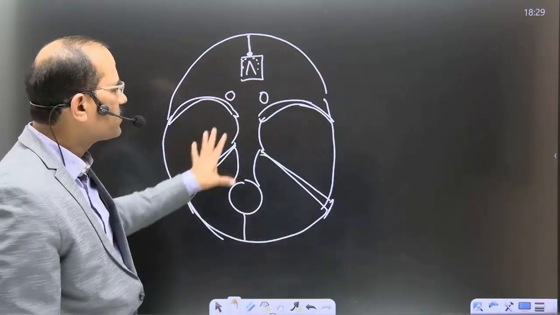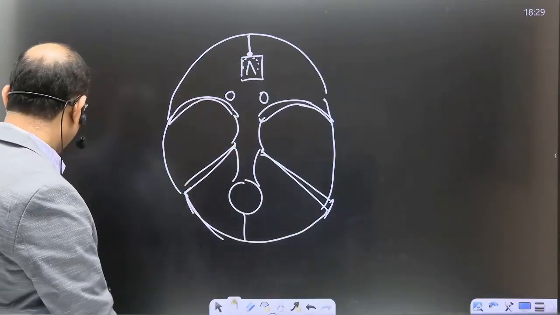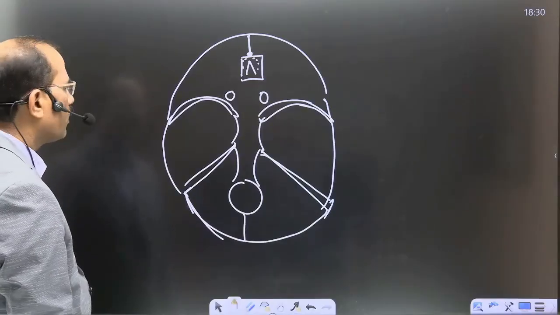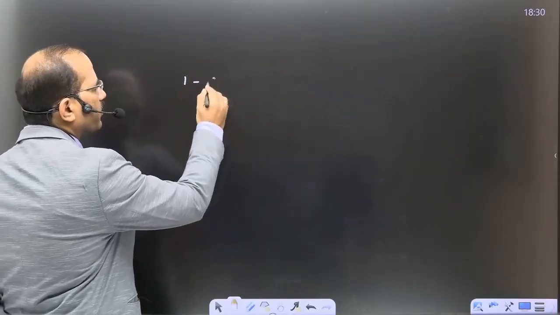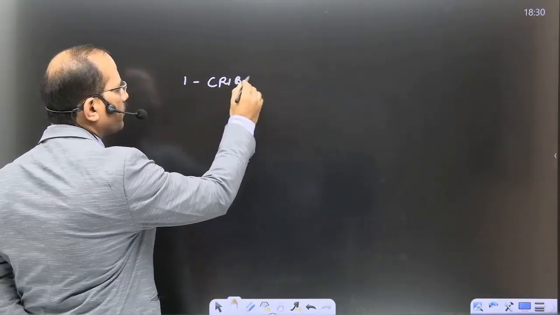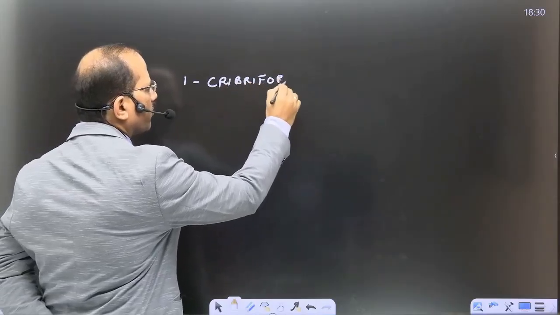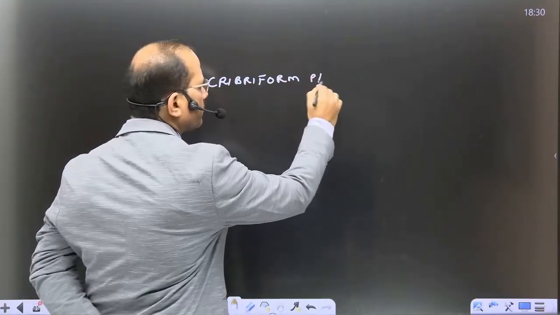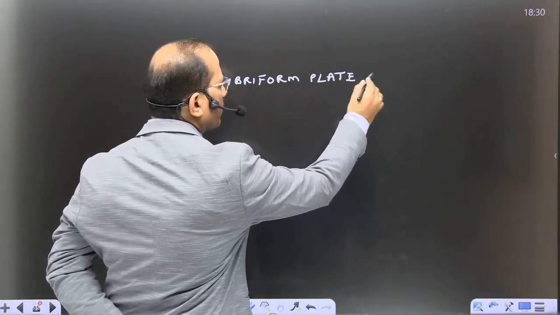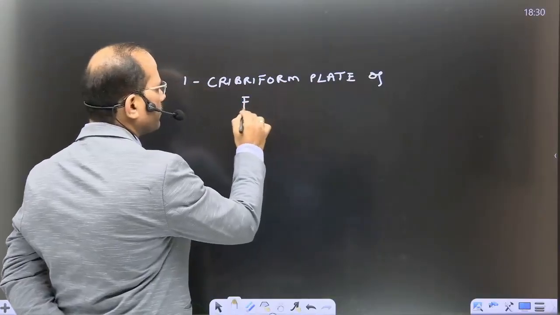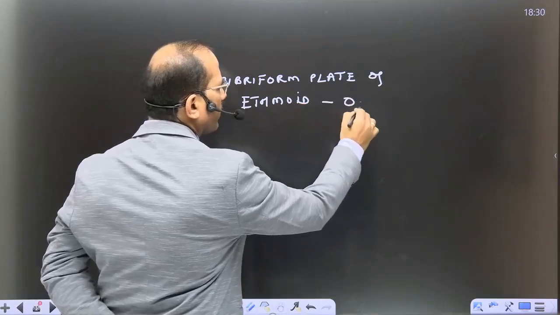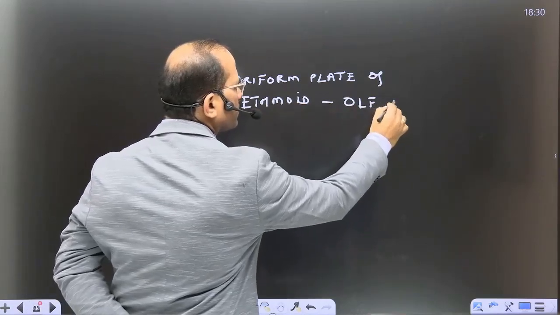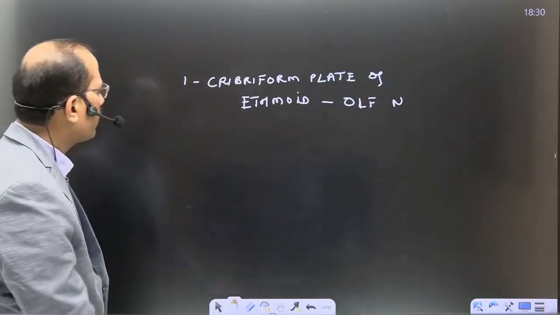Now coming to the middle cranial fossa. Let me just write this down for you. These 3 things we'll write down. I'll put number 1 there. That's the cribriform plate of ethmoid. And what passes through this? Olfactory nerves. That's the number 1 cranial nerve, the olfactory nerve.